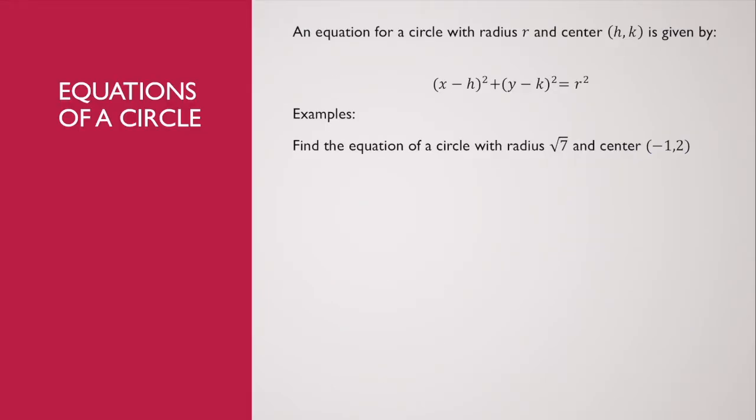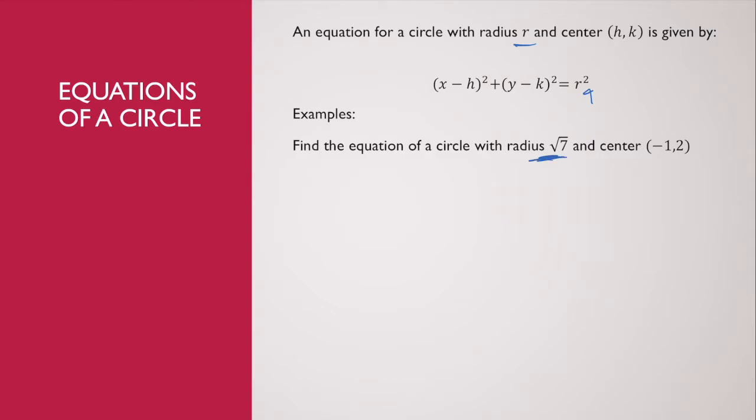The last thing I want to talk about is circles. It seems kind of a weird place to throw circles in, but let's take a look. An equation for a circle with radius r and center h, k, so that's its coordinate, is given by x minus h squared plus y minus k squared is r squared, where r is our radius. So if I were to find the equation of a circle with radius square root of 7 and the center negative 1, 2, I'm going to substitute in.